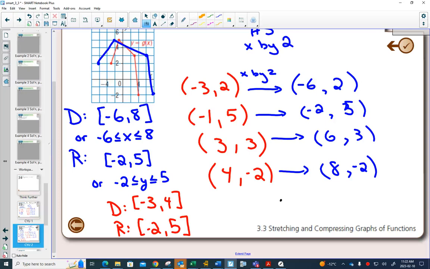And questions for practice on this one? 4 and 8.